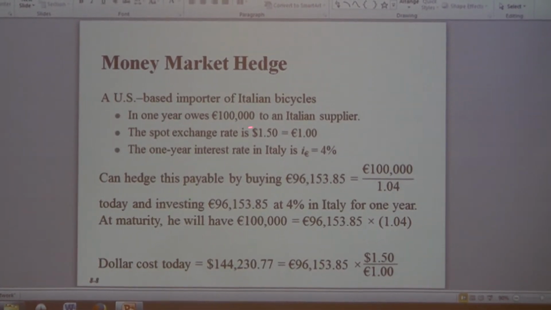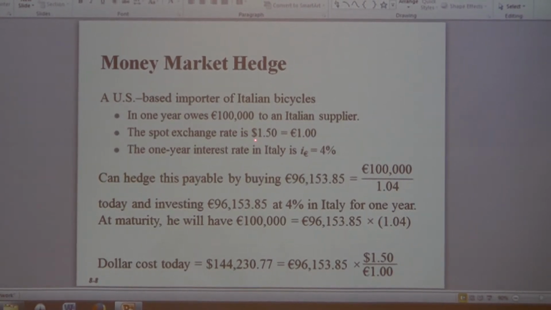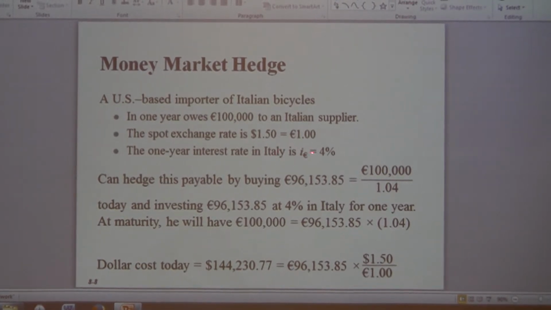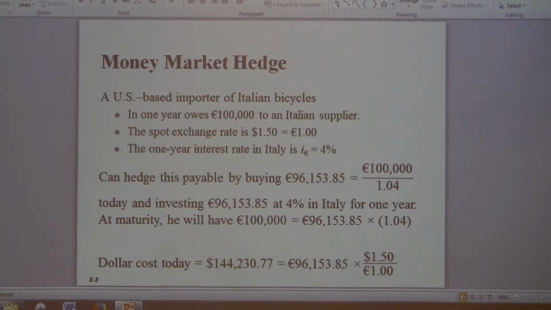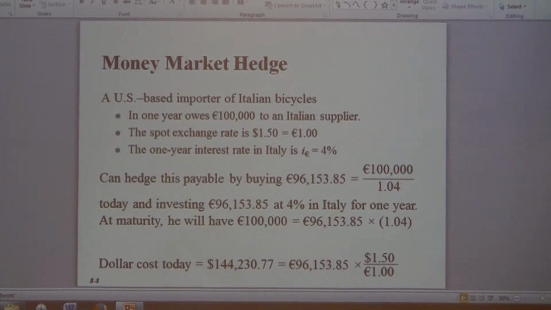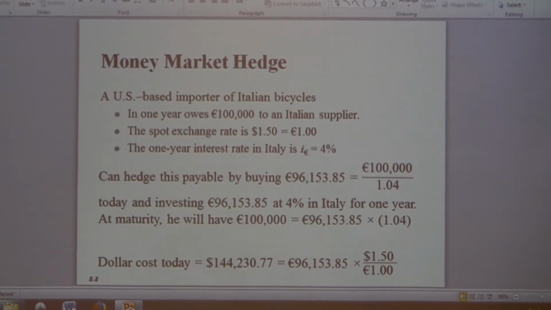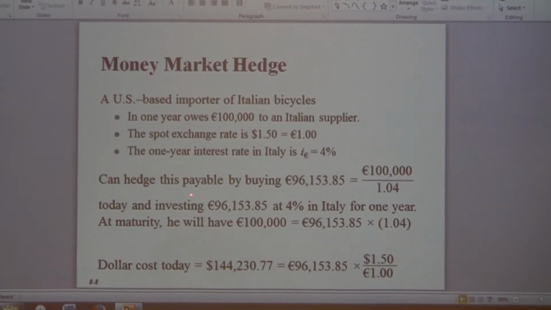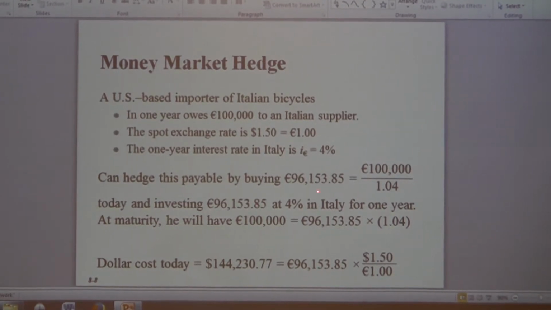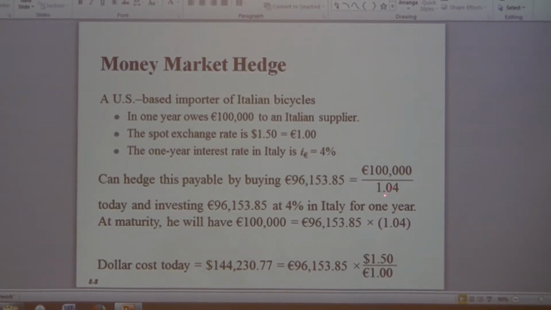So let's look at this example. A US-based importer of Italian bicycles in 1 year owes 100,000 euros to an Italian supplier. The spot exchange rate is $1.50 equals €1, and the 1 year interest rate in Italy is 4%. So what we see here is that you have to make a payment of 100,000 euros in 1 year. And how can we avoid the exchange rate risk? In the case of the money market hedge, we are buying the present value of the payment that is owed. So here, 100,000 euros is what you have to pay, and you can find the present value of that.